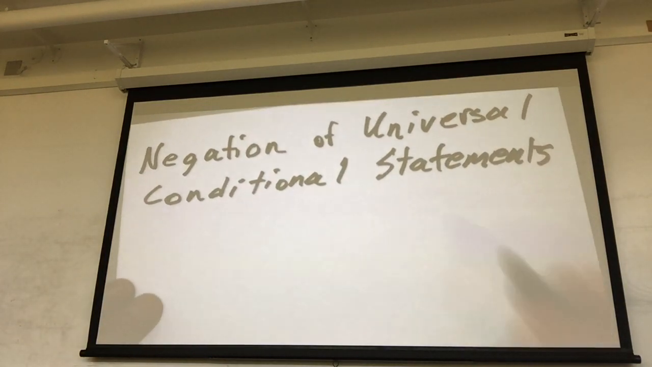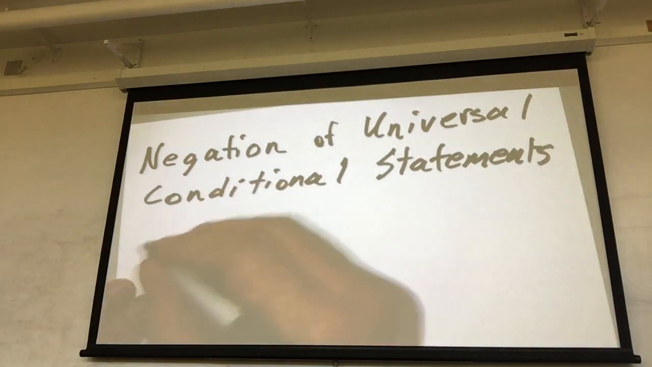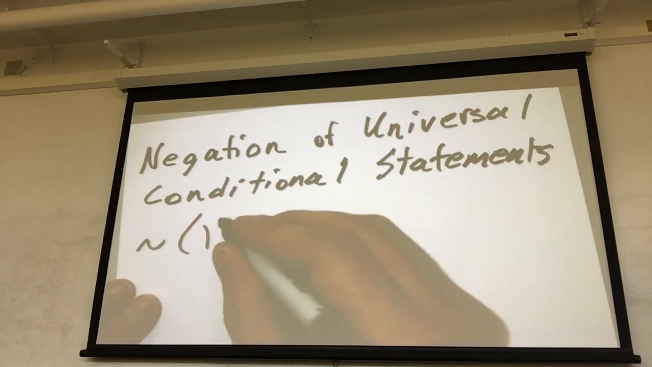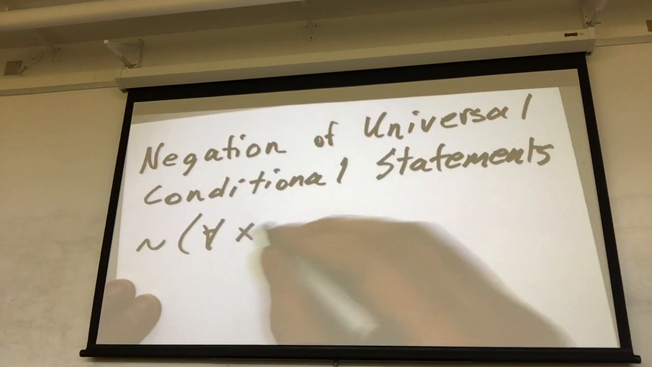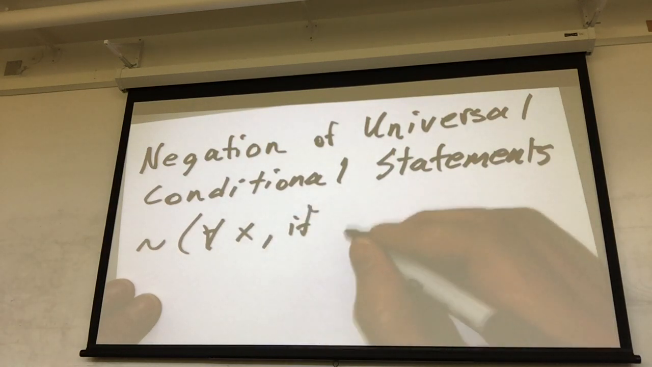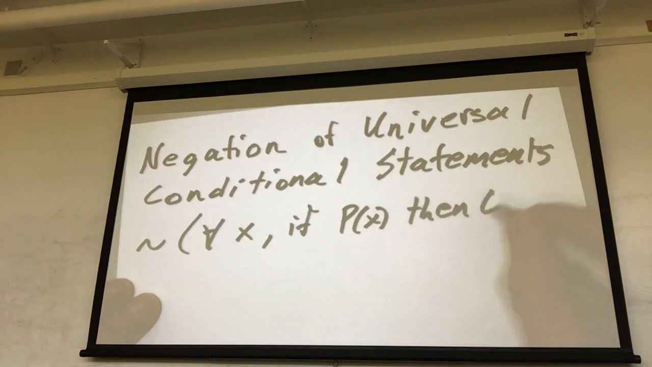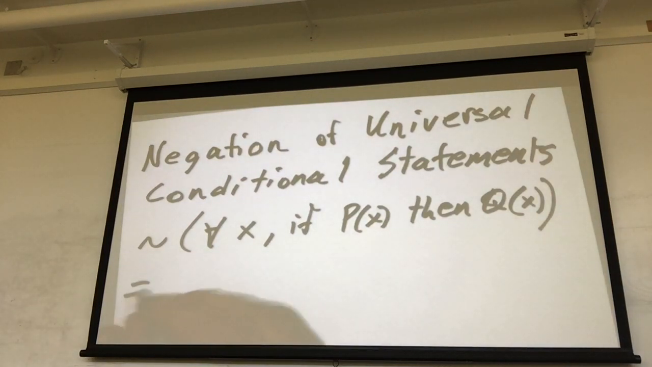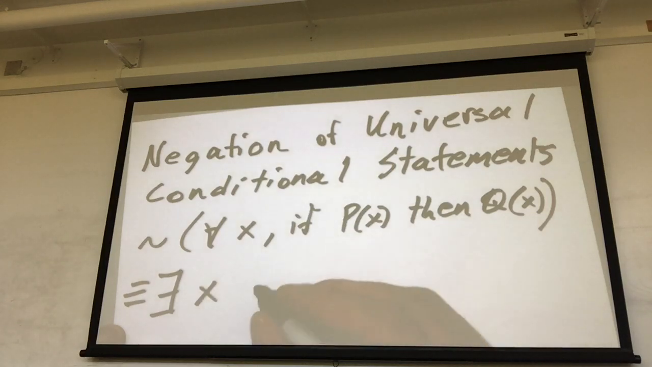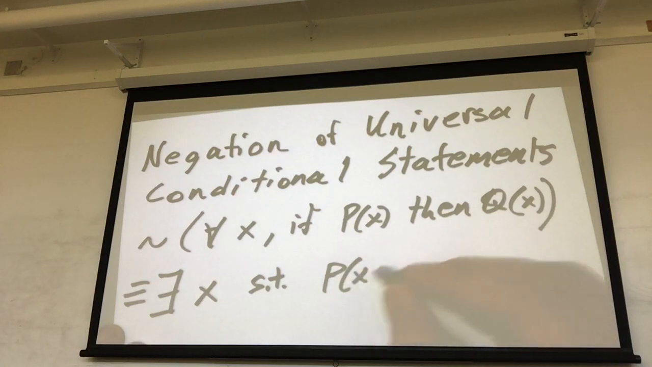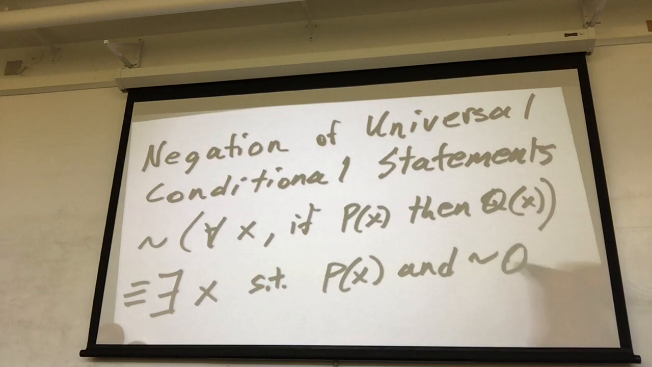Okay, so the negation of "for every x, if p of x, then q of x" is equivalent to "there exists x such that p of x and not q of x."